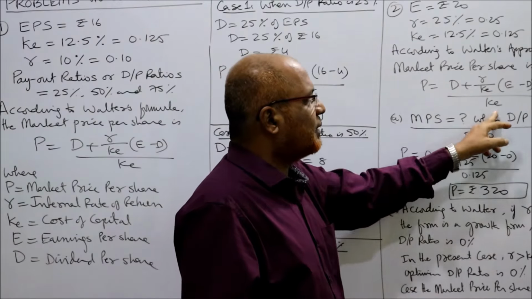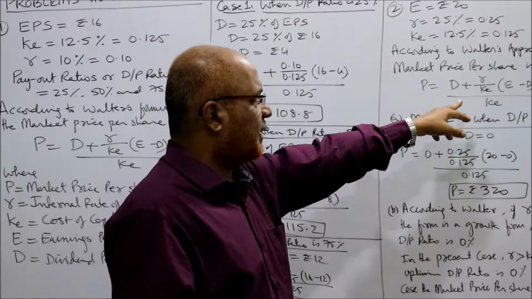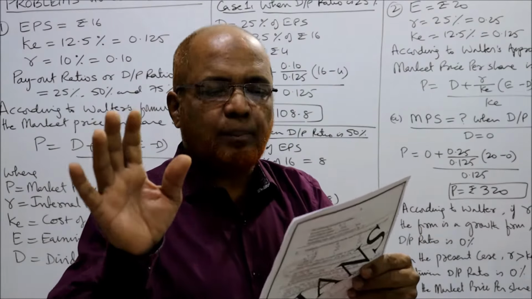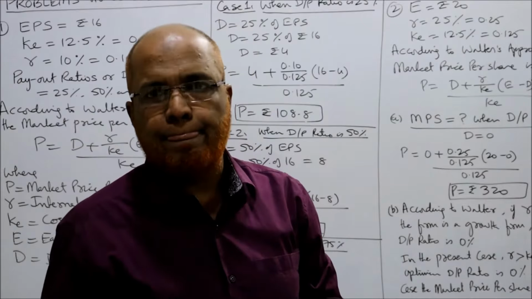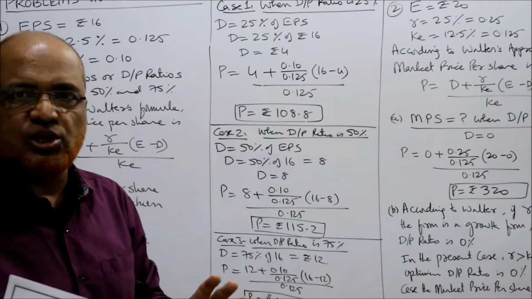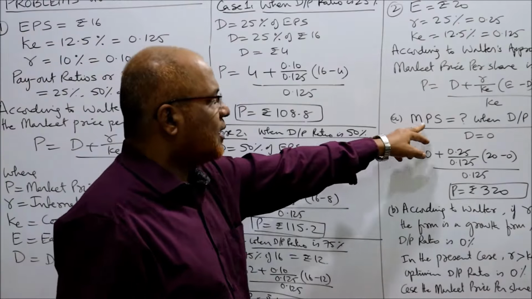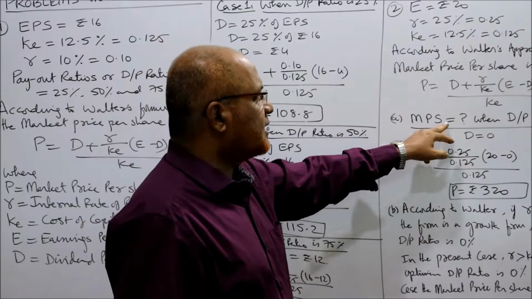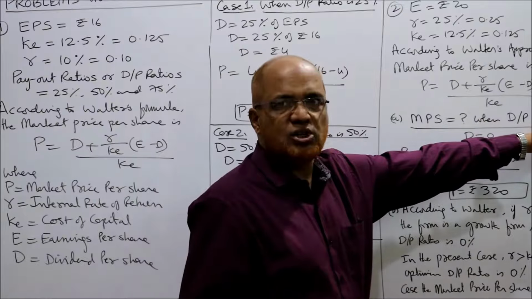by K, E minus D by K. Same formula अभी जो first problem apply. Now first question. What would be the market price per share if the payout ratio is 0? अगर payout ratio 0 अगर रहेगा, DP ratio 0 है तो market price क्या होगा? पहला question. Market price per share, MPS stands for market price per share is how much? When DP ratio is 0%.